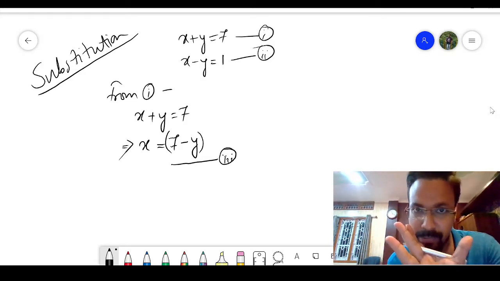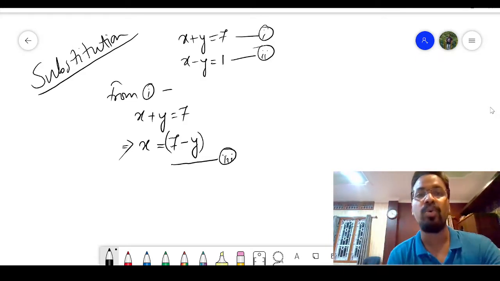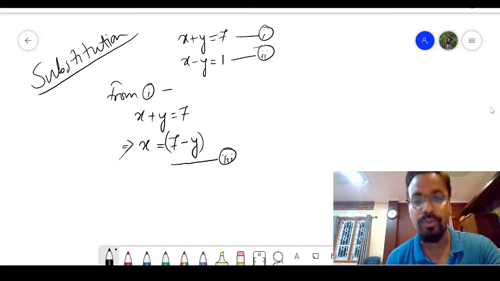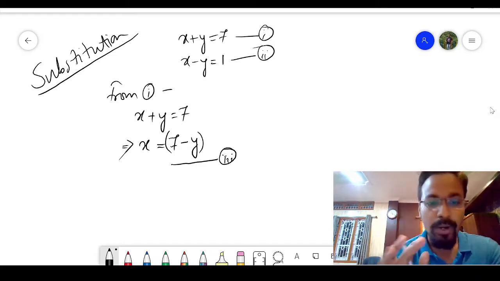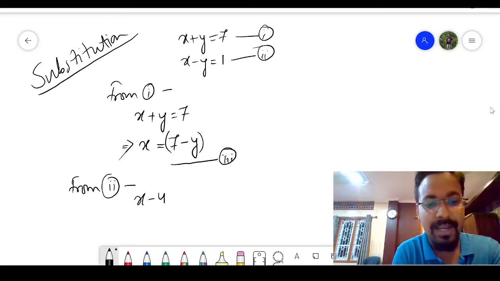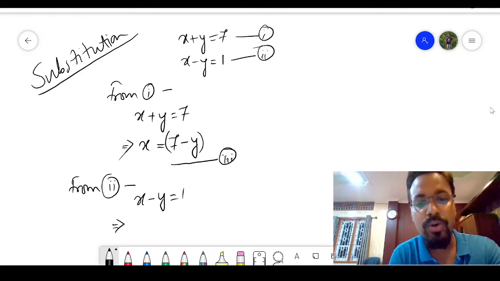So from equation number 1, your job is to find the value of any one of the variables. Here we have found out the value of x in terms of y, obviously, because we don't know the value of y. Now what we will do, we will take equation number 2. In equation number 2 we have x minus y equal to 1, and we will put the value of x from equation number 3 into this equation.